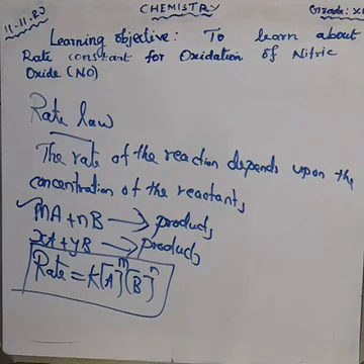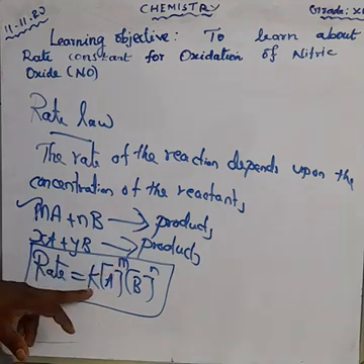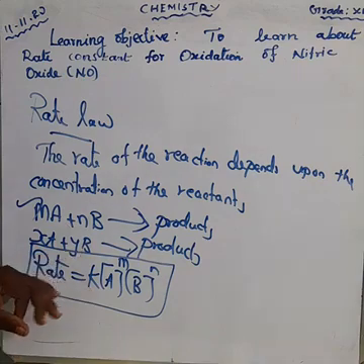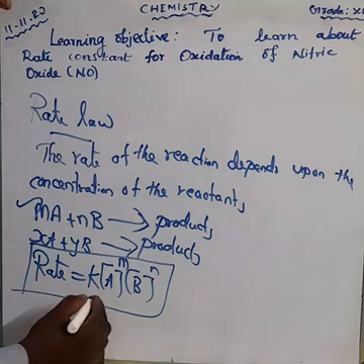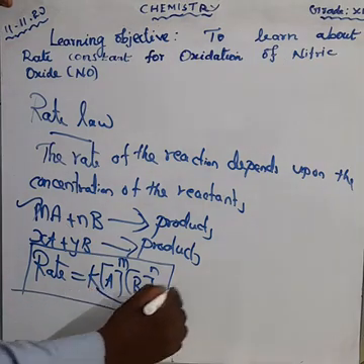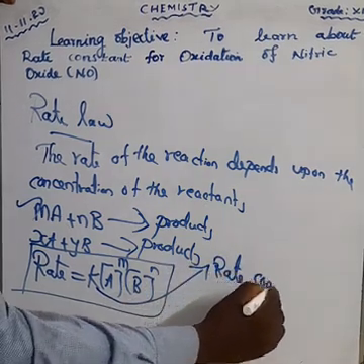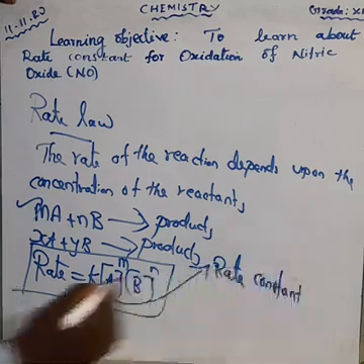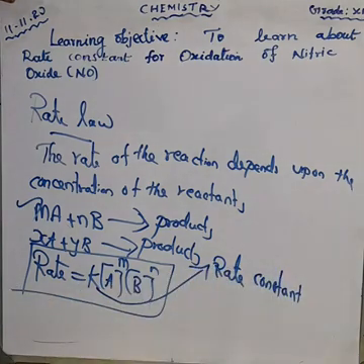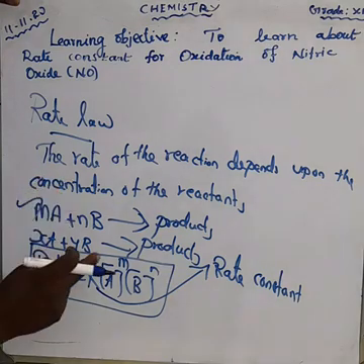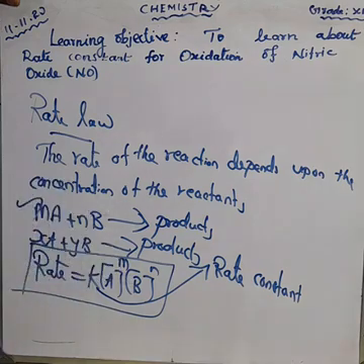Don't forget that rate is equal to K into [A]^m [B]^n. Here, what is K? I told you about that. It is the proportionality constant, otherwise called the rate constant. Anyhow, what do the values of m and n represent?